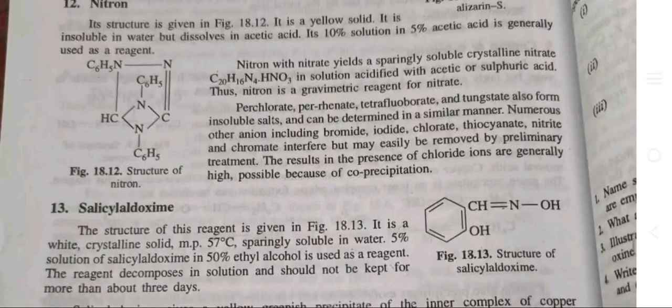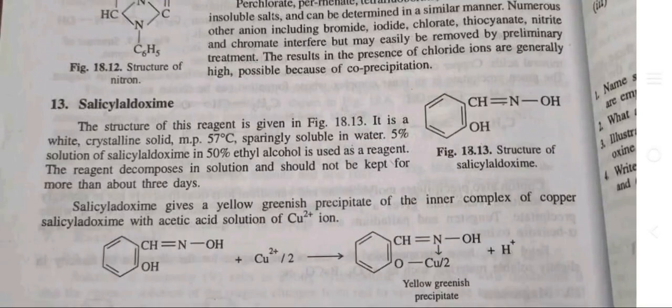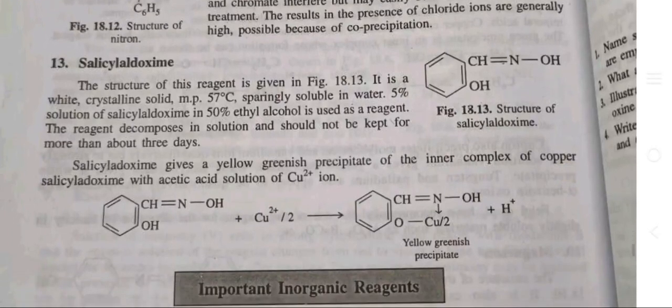Perchlorate, perrhenate, tetrafluoroborate, and tungstate also form insoluble salts and can be determined in a similar manner. Numerous other anions, including bromide, iodide, chlorate, thiocyanate, nitrite, and chromate, interfere but may easily be removed by preliminary treatment. The results in the presence of chloride ions are generally high, possibly because of co-precipitation.